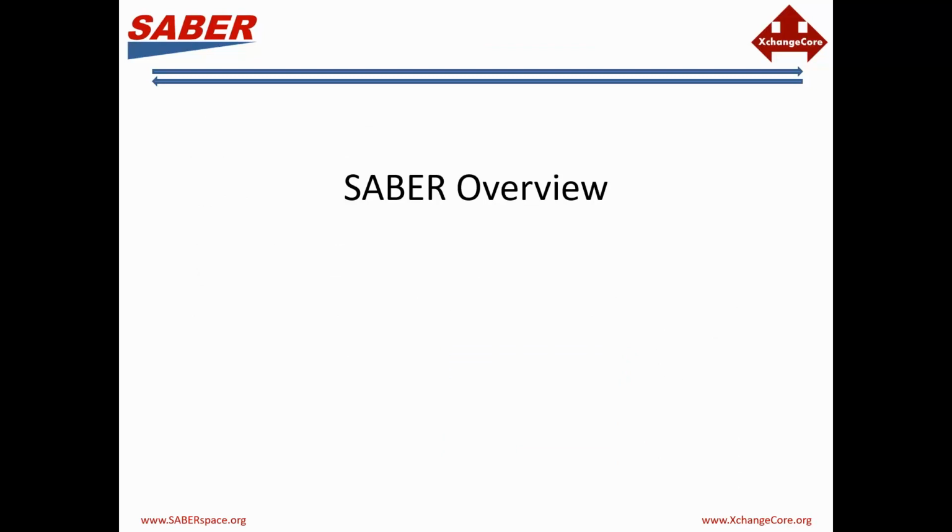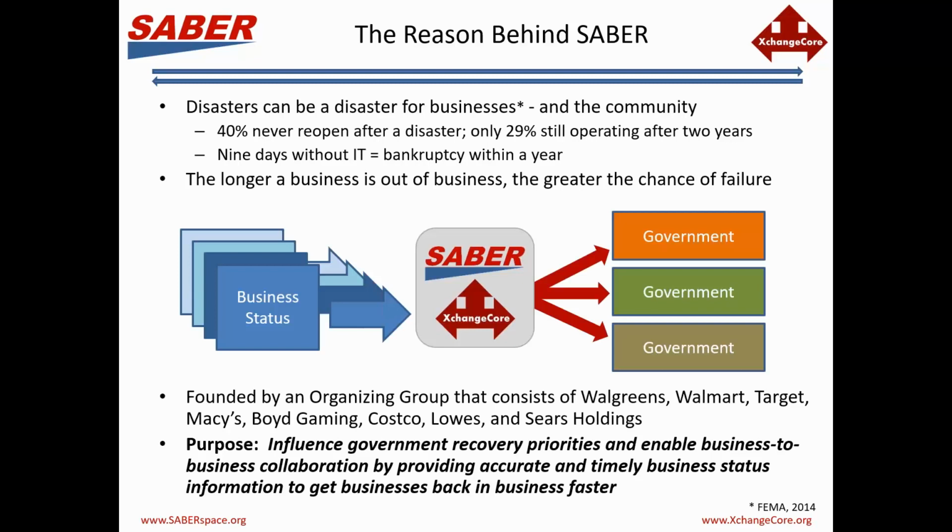Begin with the SABER overview. The reason behind SABER is disasters can be disasters for business. You see the statistics there. 40% never reopen, and only 29% are operating after a couple of years. One of the key factors is speed, because if a company goes 9 days without their IT services, they end up declaring bankruptcy within a year. So SABER wants to make certain that businesses get back in business faster, because the longer the business is out of business, the greater chance of failure.